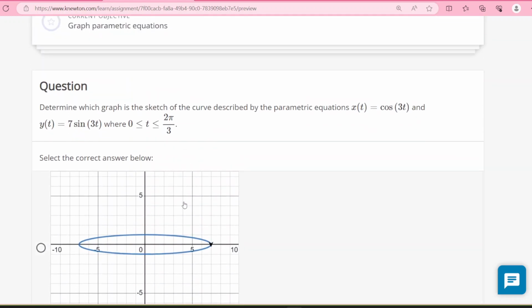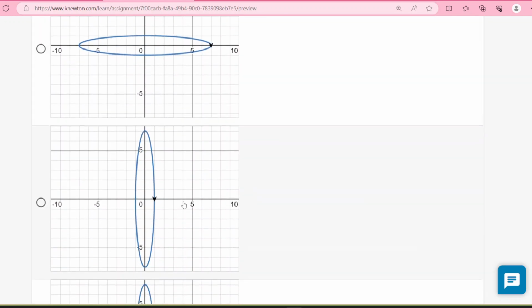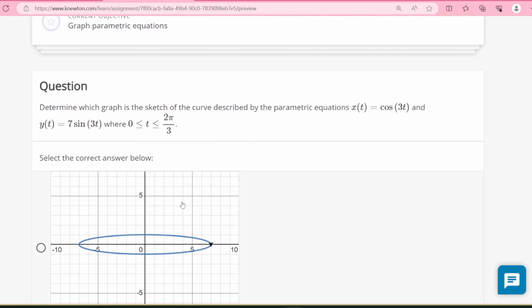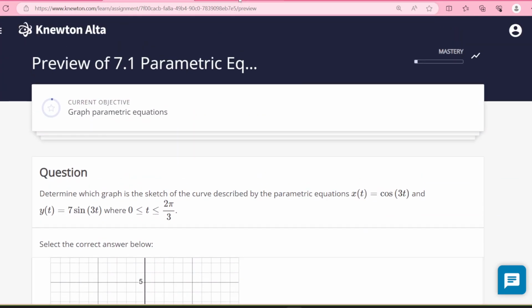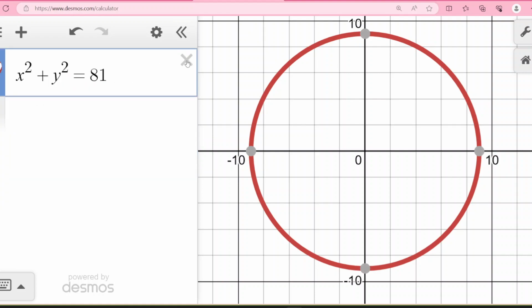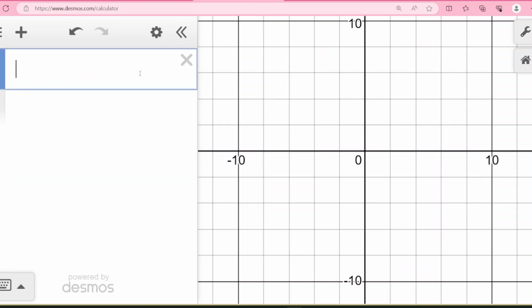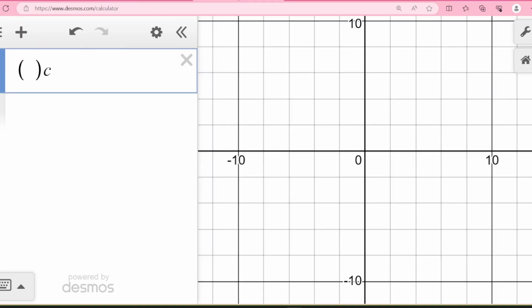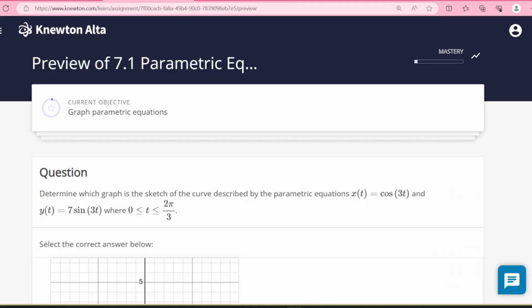All right, so perhaps I should plot just a couple points. So it's going to be the second or third one. All right. No, I'll just go to Desmos. We'll put those in just to make things a little quicker here. You could again plot things by hand and see how things are going. But the first coordinate, the x coordinate was cosine of 3t, comma, and then the y coordinate was 7 sine of 3t.